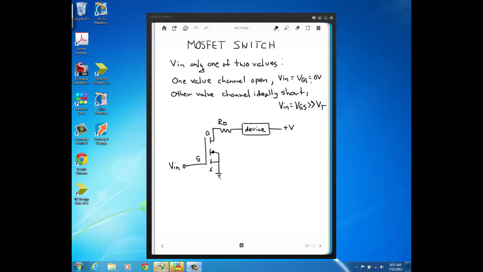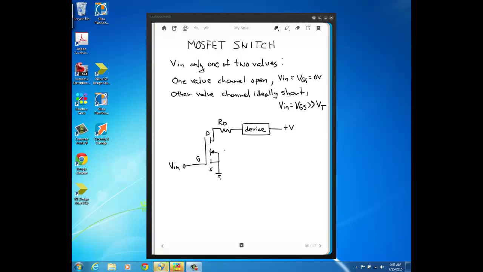As we discussed earlier with an enhancement mode MOSFET, if the gate voltage is 0, then you don't have a channel, and essentially it's acting like a switch that's open, a switch that's off. The other value of input voltage, which again is the same as VGS, is much larger than the threshold voltage, meaning the channel will act like a short. So this is how you get it to act like a switch: you use the two extreme values of VGS, one that makes it an open and the other that makes it a short.